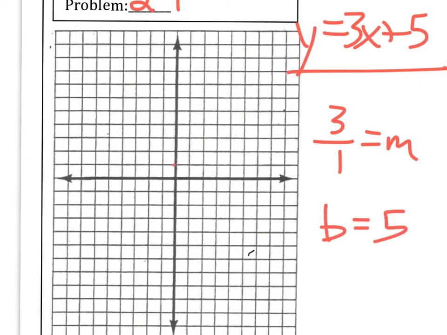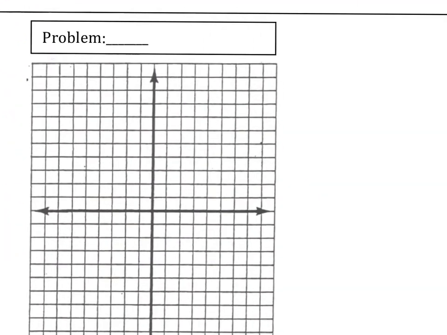A y-intercept of 5 would be 1, 2, 3, 4, 5 right there. The slope of 3 tells me I can go up 1, 2, 3, and over 1 to get a point. Up 1, 2, 3, over 1 to get another point. Or I can go down 3 and back 1 to get another point if I wanted to. But my line will look like that. Arrows on the end. They go forever.